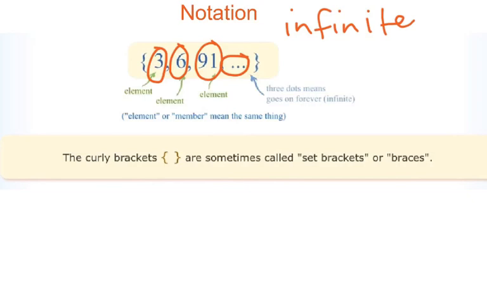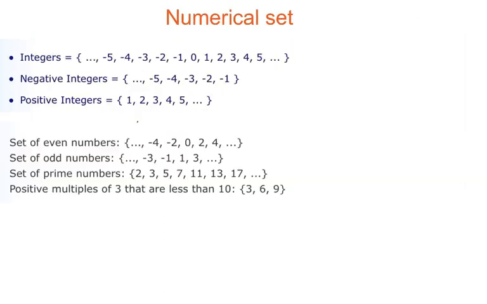All right. Now, a set is defined with what we call curly brackets or set brackets or braces. These are what we call curly brackets right there. Numerical set. Now, we have several types of sets. So, these are just some examples of numerical sets. Set of integers, negative integers, positive integers, set of even numbers, set of odd numbers, set of prime numbers.